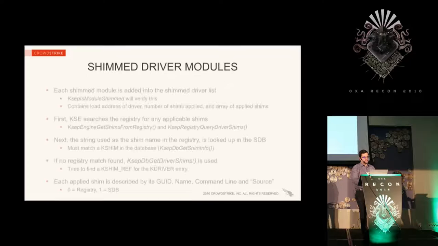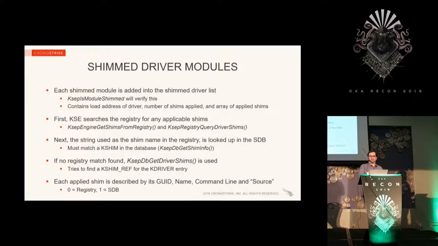At that point, whenever a module is being shimmed, it gets added to the shimmed driver list, and there's a function called KsepIsModuleShimmed. This is basically going to record the load address of every driver that's been shimmed, the number of shims that have been applied to this driver, and an array of all the shims that have been applied. If you're not already shimmed, then we're going to search the registry to see if there are any applicable shims for your driver.